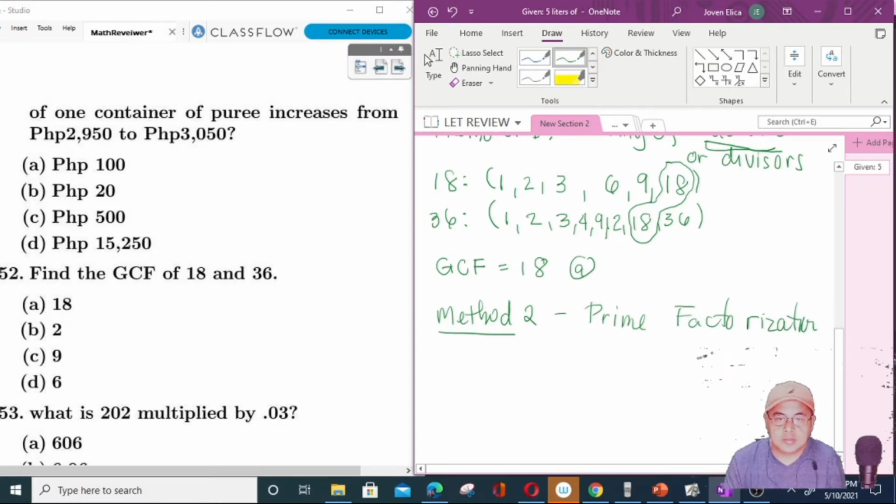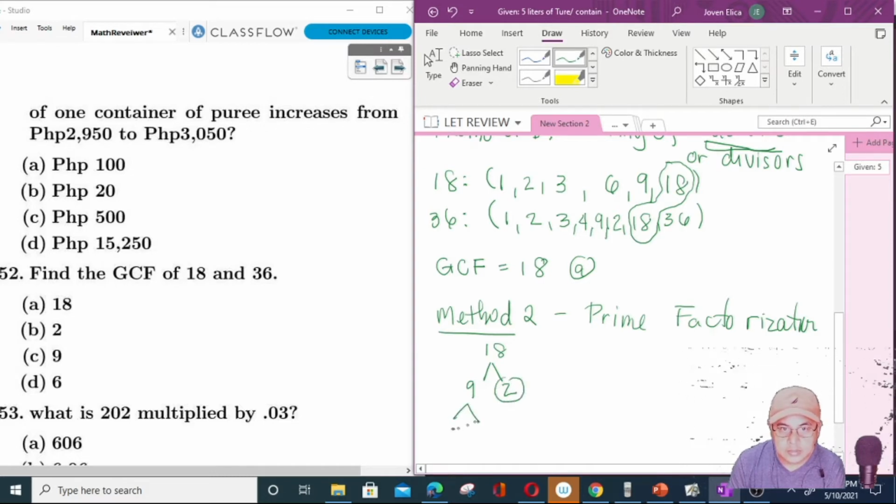So the second method is prime factorization, and we can use that, for example, for 18. 9 times 2 is 18, and 2 is already a prime factor, and 3 times 3 is 9. So we encircle 3 and 3. We encircle the number, that means it's already a prime number, and we need to close it.